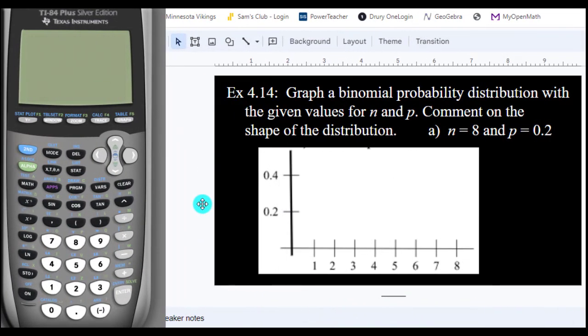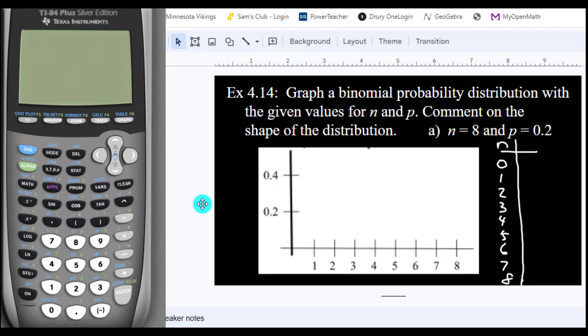For example 4.14, we're going to graph the binomial probability distribution with the given values for n and p. Then we're going to comment on the shape of the distribution when n equals 8 and p equals 0.2. So let's make a table here. So n is 8, which means we have values from 0, 1, 2, 3, 4, 5, 6, 7, 8.